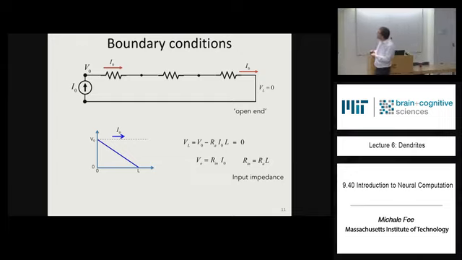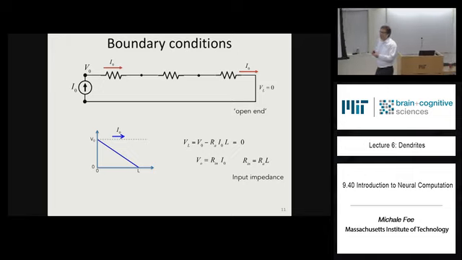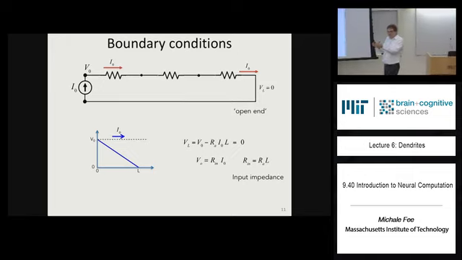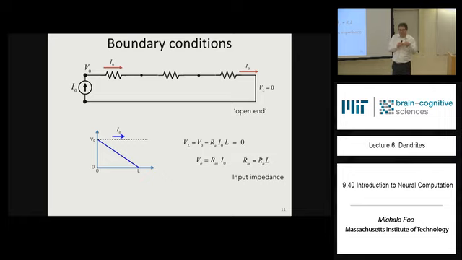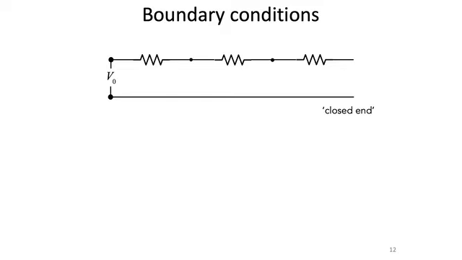Let's consider another case. Rather than having an open end, let's leave the end of the dendrite closed so that it's sealed closed. Okay? So we're going to consider a piece of dendrite where at one end we're injecting current in and the other end is closed. Okay? So what do you think that's going to look like? It's called a closed end. What does that look like here?